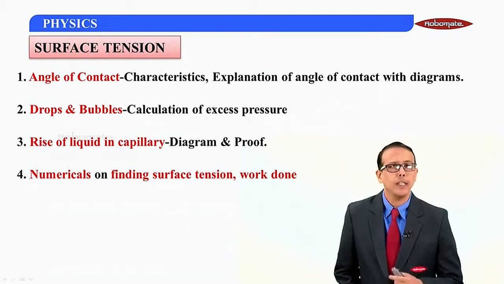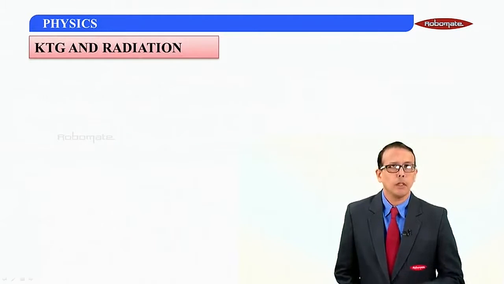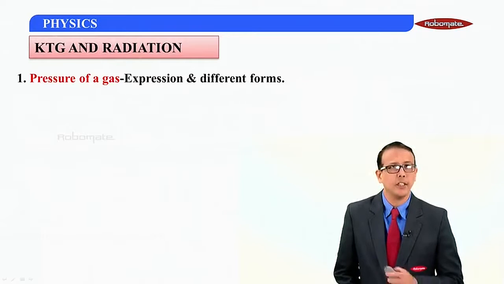Work done in increasing the surface area or work done in splitting a drop into many droplets or coalescence of many droplets into single drop. Next chapter, students, kinetic theory of gases and radiation. One of the important questions here is the pressure equation, pressure exerted by a gas, its derivation and the different forms, very important.